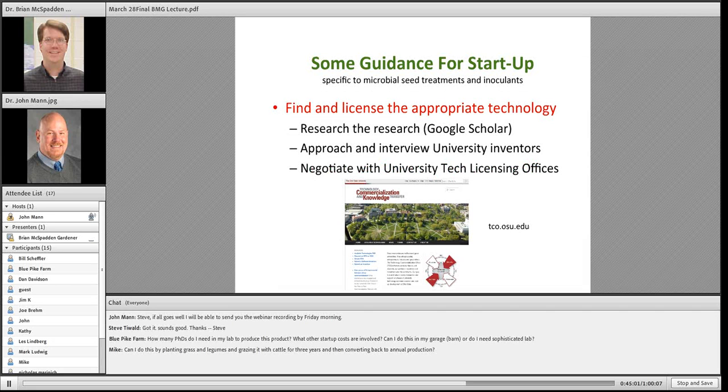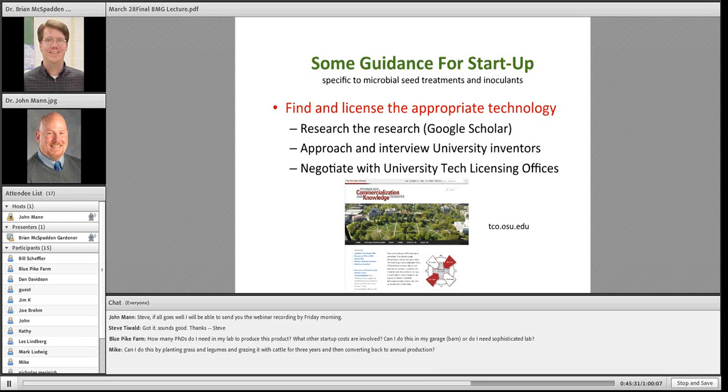And lastly, whether you're interested in this technology or another microbial seed treatment, you need to find and license that appropriate technology. I recommend that you research the research. If you use Google Scholar, you'll probably find more papers than you can imagine on products that are like this that exist in academia but have not been fully field tested as the one that I've shown today.